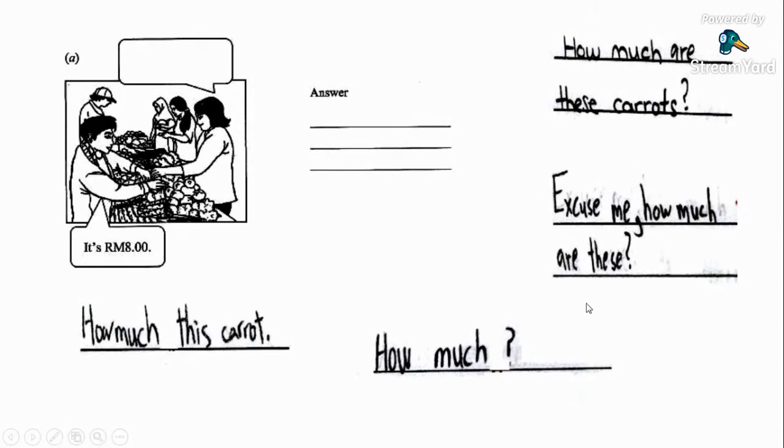So answer number 2: excuse me, how much are these? Okay, even though the word carrots is not there, it's fine, we know you're referring to some type of vegetables here. So excuse me shows politeness. Politeness is very highly regarded when it comes to marking. They see that your answer is polite and they will consider giving you marks. So yeah, it pays to be polite.